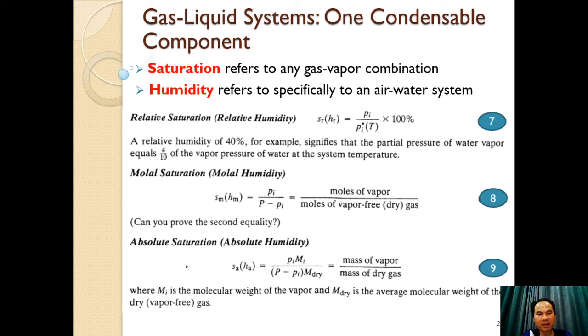Another one is molar humidity, or molar saturation, SM, equal to the moles of vapor divided by the moles of vapor-free dry gas. Vapor-free means not including water. It is equal to Pi divided by P minus Pi, where P is the total pressure. The third term is absolute humidity, which is like the molar humidity but multiplied by the molecular weight. SA is the mass of vapor divided by the mass of dry gas, whereas molar is moles of vapor divided by moles of dry gas. It equals Pi Mi divided by the total pressure minus Pi, multiplied by the molecular weight of dry gas.